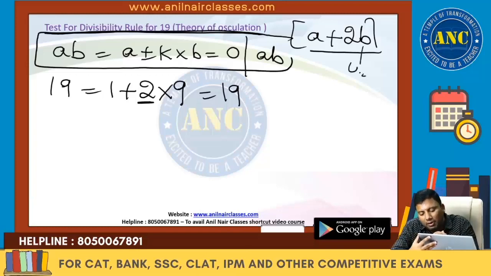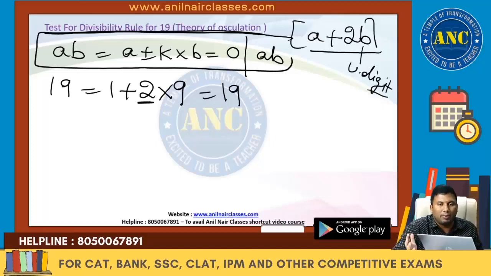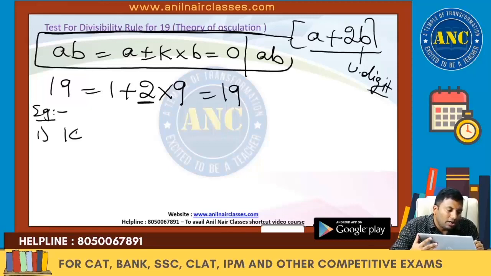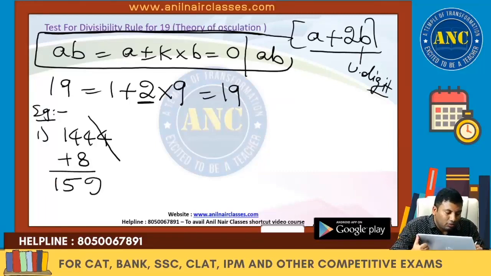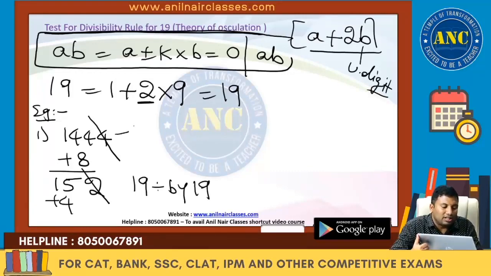What is B? B is the unit digit. A is nothing but the number formed by the digits before B. I hope it is clear. Two examples which we will do. 1,444. Take the unit digit, double it, add it to the remaining part. 4 twos are 8. If I add it to the remaining part, this becomes 152. Take the unit digit, double it, add it to the remaining part: 19. 19 is divisible by 19. So 1,444 is divisible by 19. I hope it is clear.